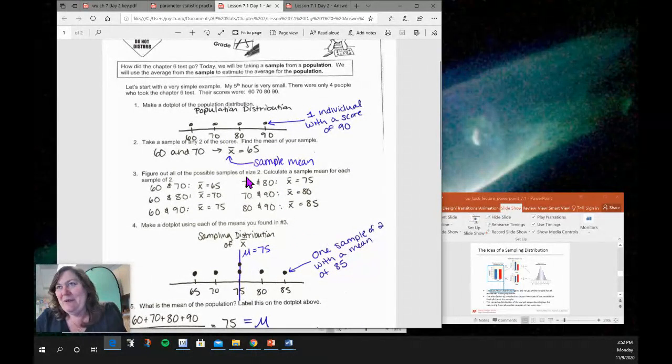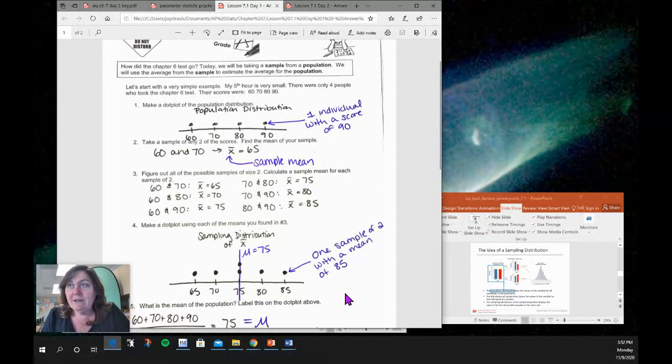Make a dot plot of the population distribution. This is just one individual score of 90, one individual score of 80 from the population, right? This just happens to pick 60 and 70. You could have picked any two, whatever your two were, your X, but remember you put X bar because it would be one of the sample means. So we're trying to work on using our notation properly. 60 and 70, here we go, all of the possible ways and all the possible means.